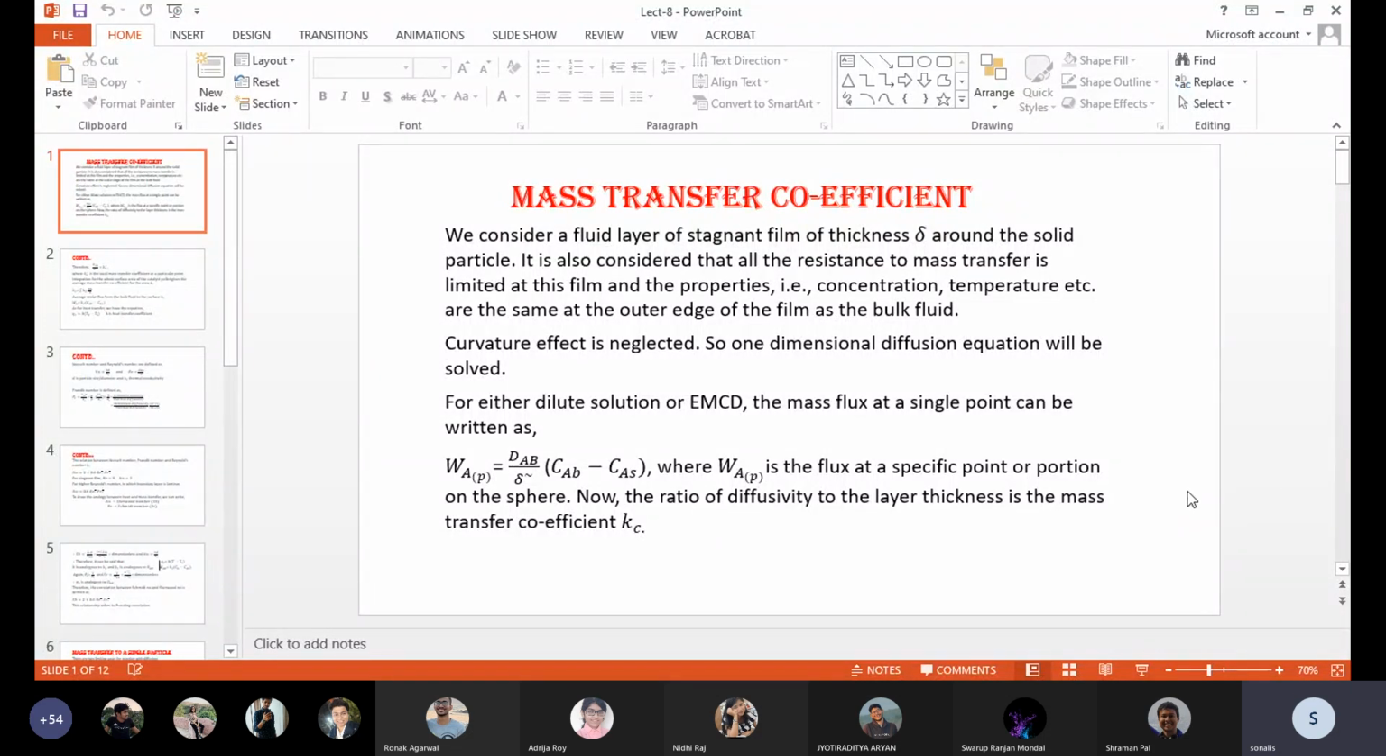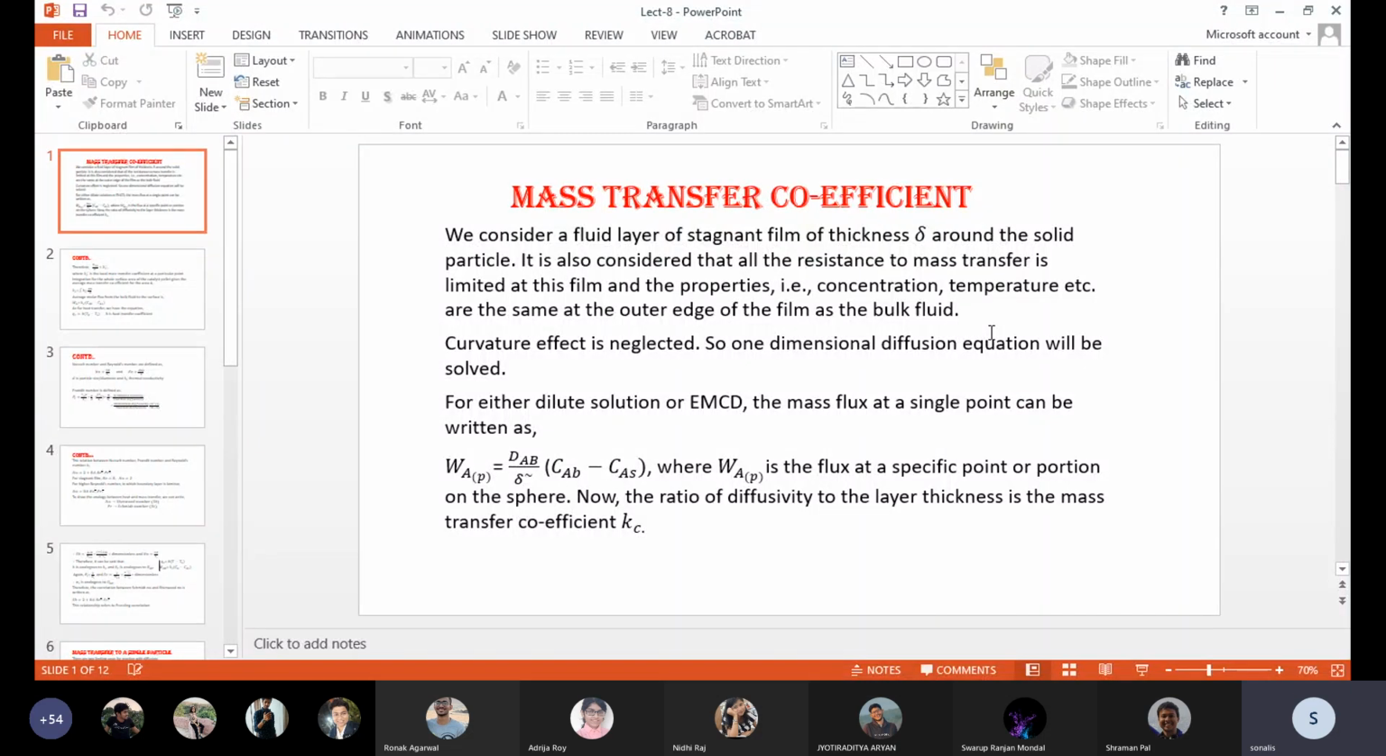Now, mass transfer coefficient. We consider a fluid layer of stagnant film of thickness delta around the solid particle. It is also considered that all the resistance to mass transfer is limited to this film, and the properties, that is concentration, temperature, etc., are the same at the outer edge of the film as in the bulk fluid. So this thickness delta acts as the boundary layer where the concentration continuously goes down as you approach the catalyst surface.